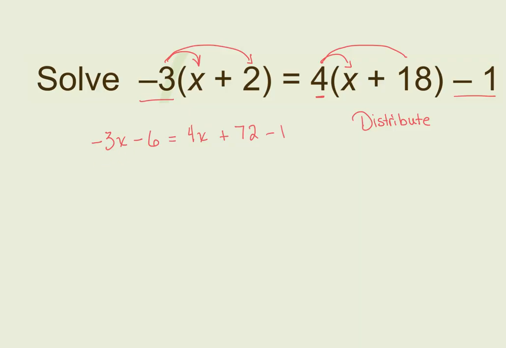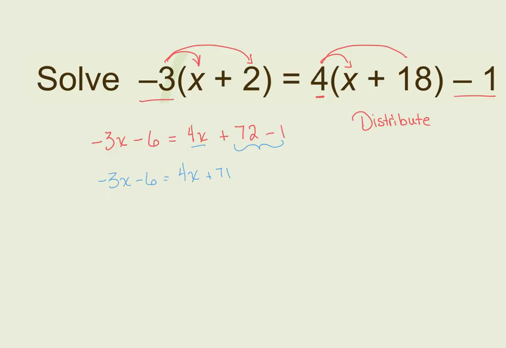This is a -3x, this is a -6. Those are not alike, so we are going to leave those alone. This -4x, this +4x does not have a like term, but these are like terms, so we're going to go ahead and do those. 72 minus 1 is 71.